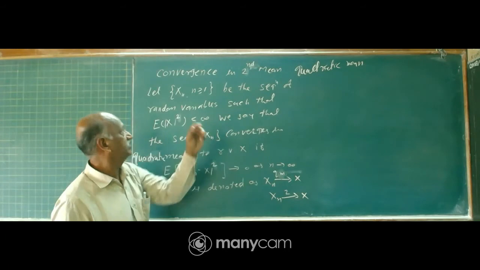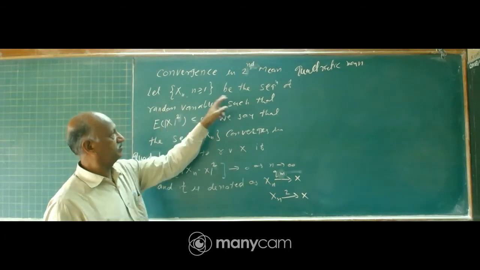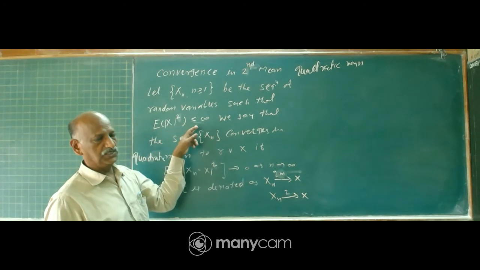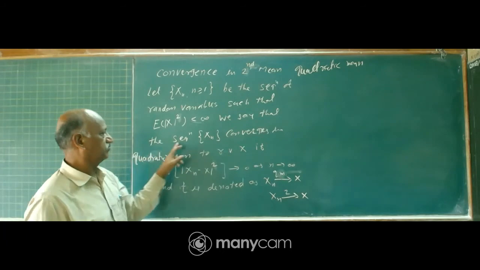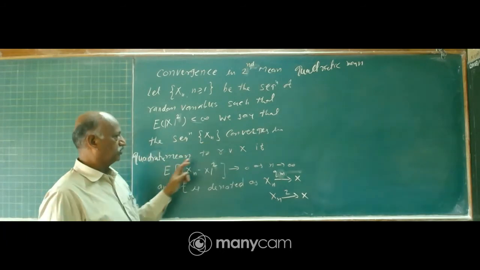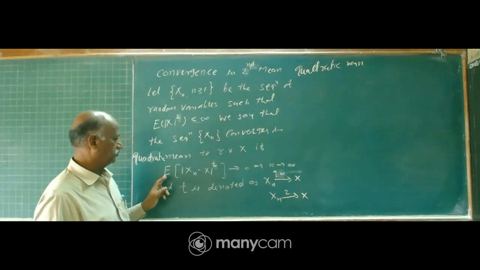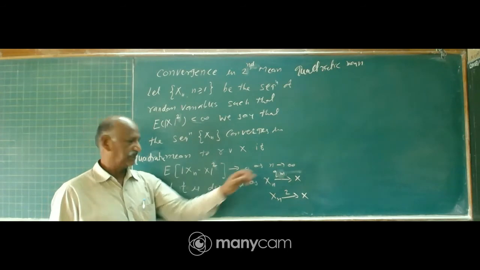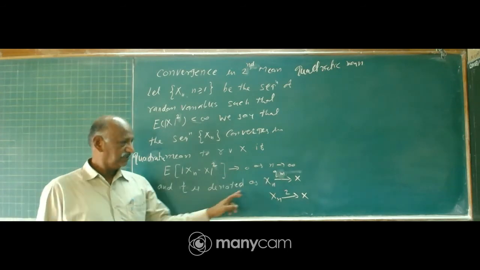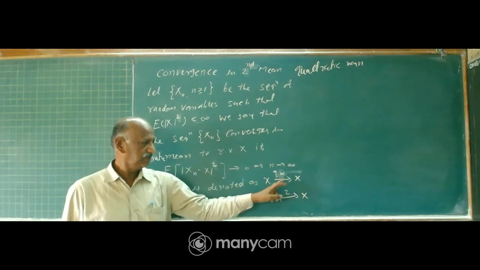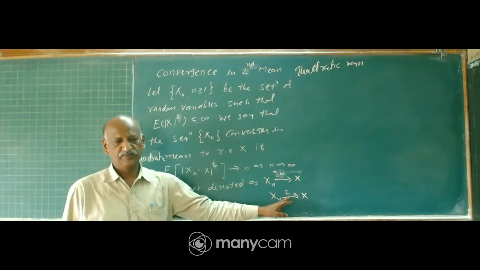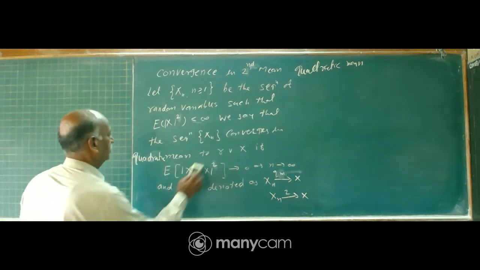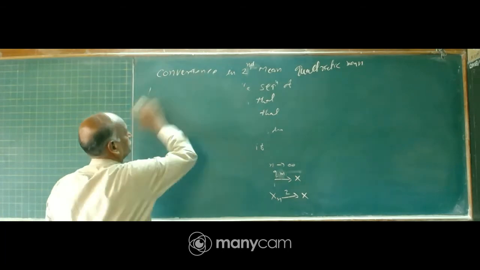So the second definition is convergence in quadratic mean. Second mean means quadratic mean. We say that the sequence Xn converges in quadratic mean to random variable X if and only if the expected value of modulus of Xn minus X raised to 2 tends to 0 as n tends to infinity. It is denoted as Xn converges to X in quadratic mean or Xn converges to X in 2. So these are the two definitions of convergence in rth mean and convergence in quadratic mean.